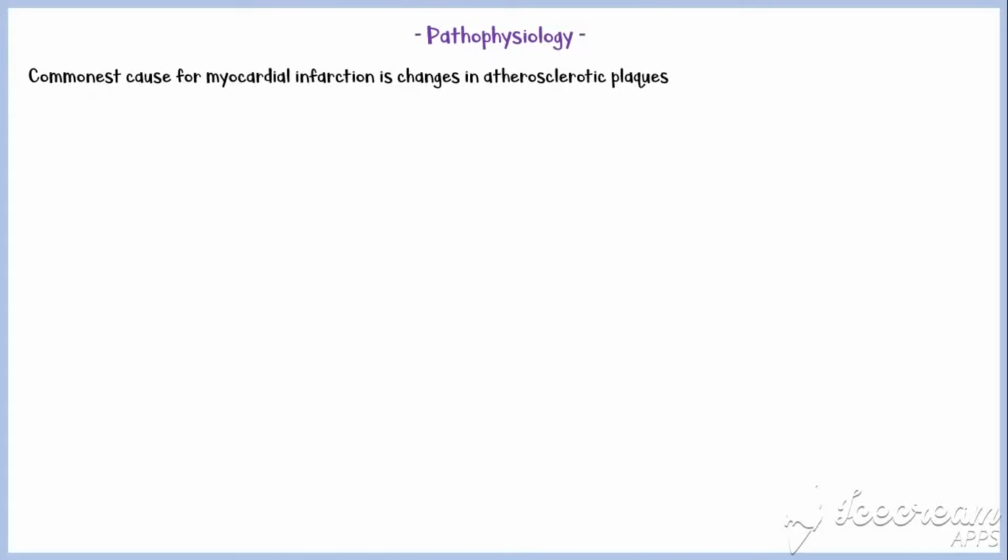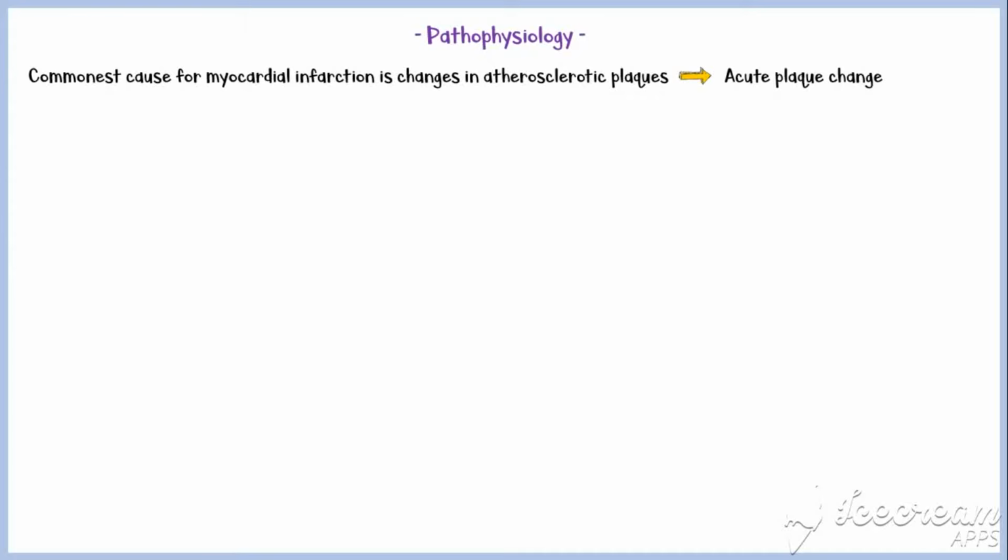Now let's discuss the pathophysiology of myocardial infarction. As mentioned earlier, the commonest cause for myocardial infarction is coronary artery atherosclerosis. The ultimate etiologic factor that leads to atherosclerosis-induced myocardial infarction is changes in the atherosclerotic plaques, which is referred to as the acute plaque change. I have created a separate video on the pathology of atherosclerosis. If you want to learn more details on these acute changes, you can watch that video as well. I will put a link in the description.